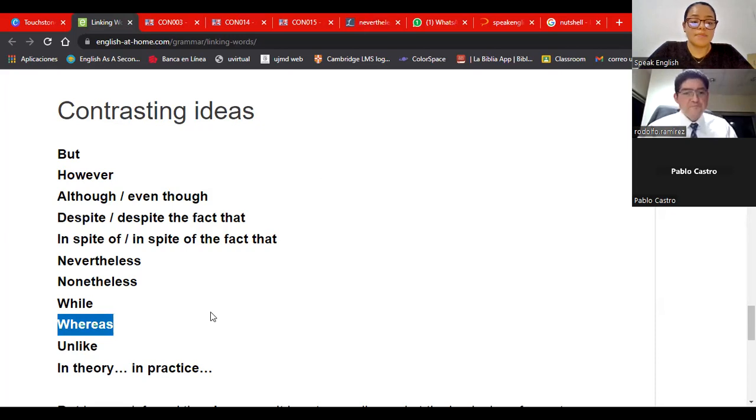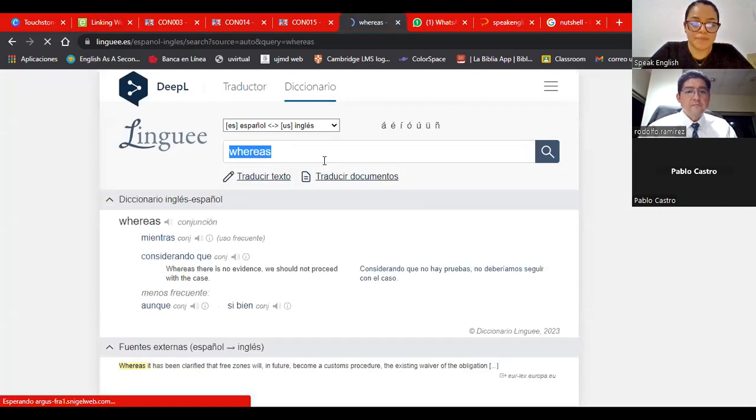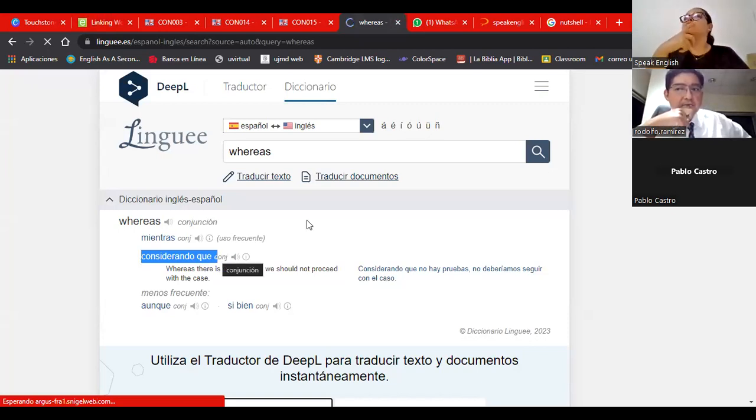Whereas. Okay. This one is more formal. Let me show you the meaning. This is more common. Oh, "considerando que," whereas. Is it the same as while? No, because while is more "mientras tanto." And whereas is "considerando que." Or this one, "si bien."